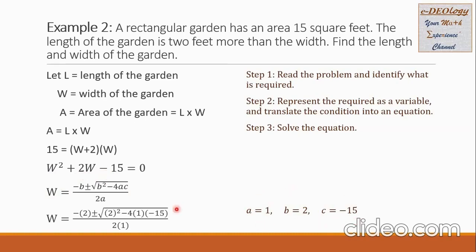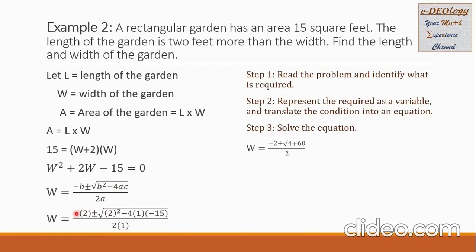Using these values and substituting to our quadratic formula, the negative of B is now the negative of 2 plus or minus the big square root. The B square is now 2 square minus 4 times A. A is now changed into 1 times C. The C is equal to negative 15. Then all over 2A, 2 times 1. Then we will continue to simplify.